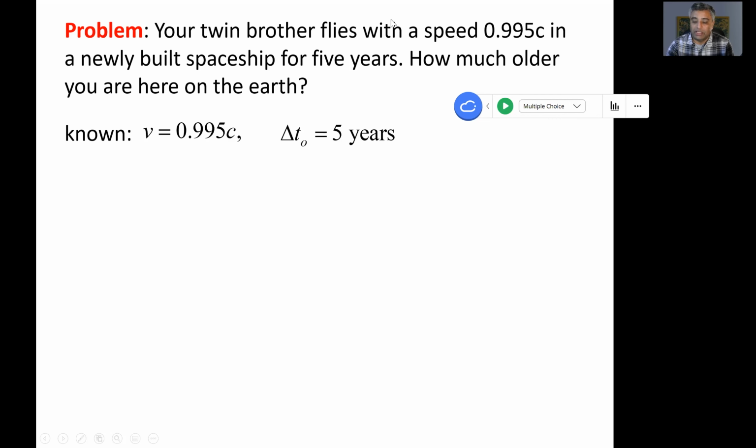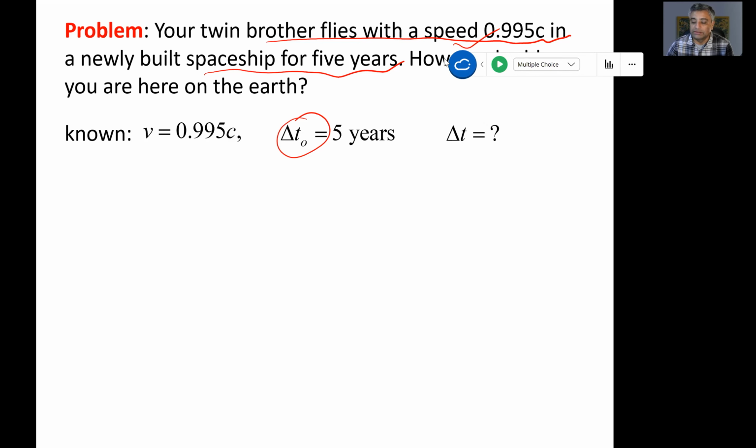And the brother is flying there at that speed for 5 years. So the brother is measuring the time in that spaceship, so that is the proper time. So now, what happens? How long your brother is gone, that's going to be the dilated time, the time you measure by just staying on the earth, okay?